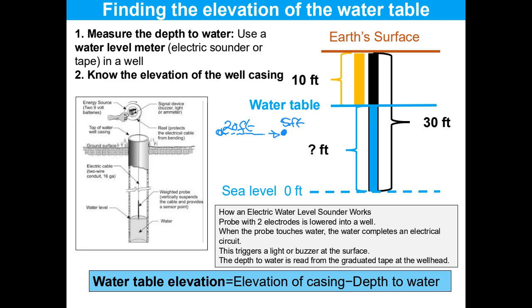So now I'll be able to know the water is flowing from this location to this location, because I know the elevation of this point and the elevation of this point, so the water flows this way. Okay? All right.